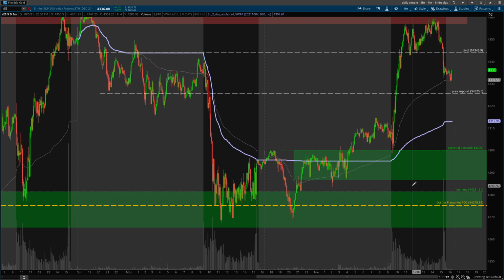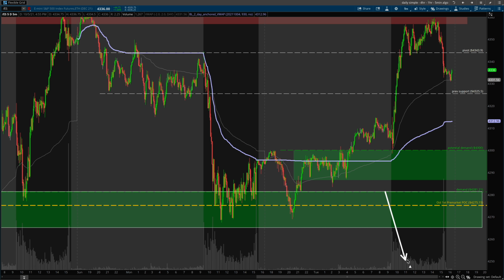So I would have just stayed on the sidelines unless we broke down below this level, came back up, retraced to it, and then shorts slammed this level. I would have then taken that short. And that was essentially my pre-market plan, or how I was looking to approach the day.